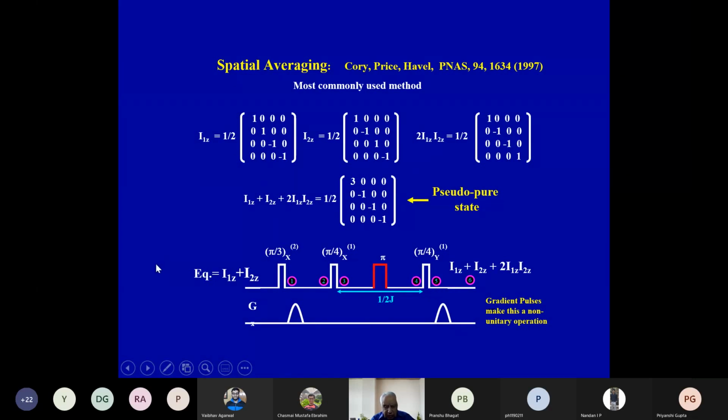If you go through the whole algebra, then you will yourself see whether you can come to this or not. Okay. For example, for I1z it is this much, I2z is this much, and this is 3, minus 1, minus 1, minus 1. I add 1 to it, it is 0, 0, 0, 4. Okay, that's a pseudo-pure state.